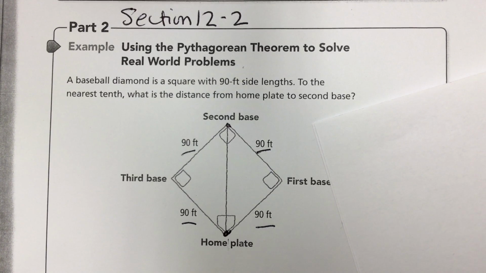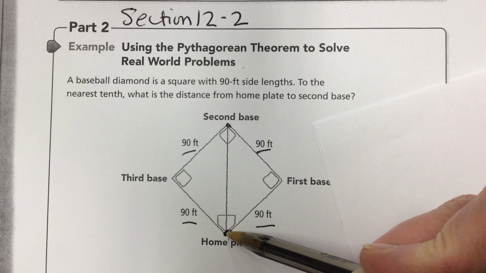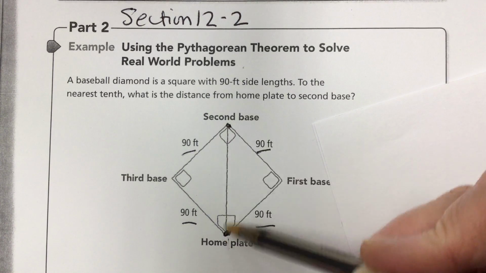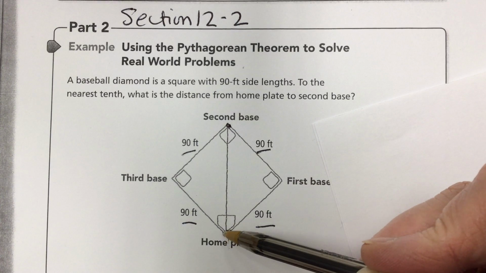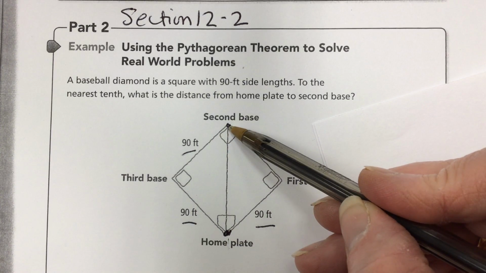Section 12-2, Part 2. Using the Pythagorean theorem to solve real-world problems. A baseball diamond is a square with 90 feet side lengths. To the nearest 10th, what is the distance from home plate, right here, straight back to second base? What is this distance? Distance means length. So what is the length from home plate to second base?